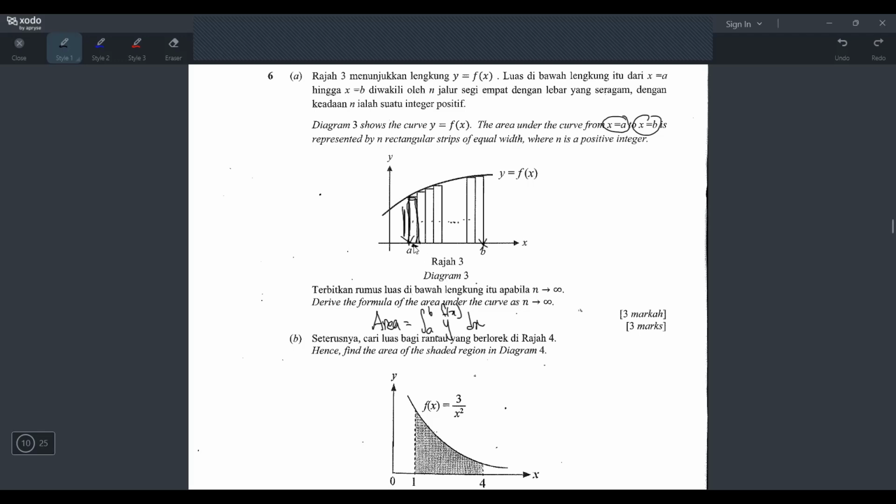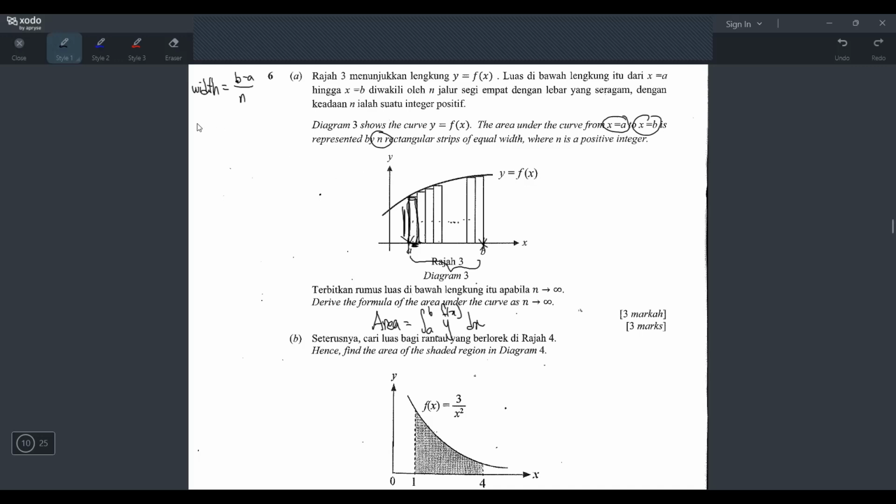So what will be the base here? Okay, since there are n number of rectangles, to get the distance from here to here, I will take b minus a. Do you agree? So I will find the width of one rectangle, it will be b minus a. But since there are n rectangles here, I have to divide by n, right? It means the width of one rectangle here is (b minus a) over n. And by the way, all the rectangles have the same width. It's just that they have different heights, right?